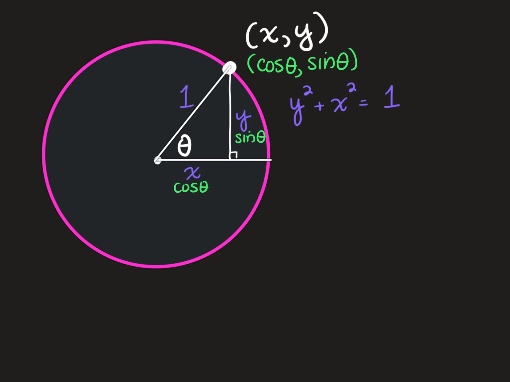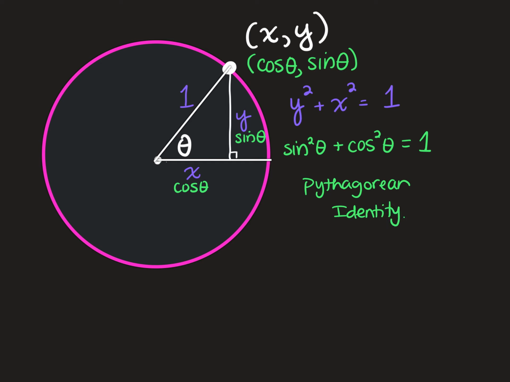And instead of saying y squared, I could say sine squared. Instead of saying x squared, I could say cosine squared. And this is the Pythagorean theorem, right? So now we call it the Pythagorean identity because we're using trig functions. But it came directly from the Pythagorean theorem. No surprise there. If you know the Pythagorean theorem, you can find the Pythagorean identity.